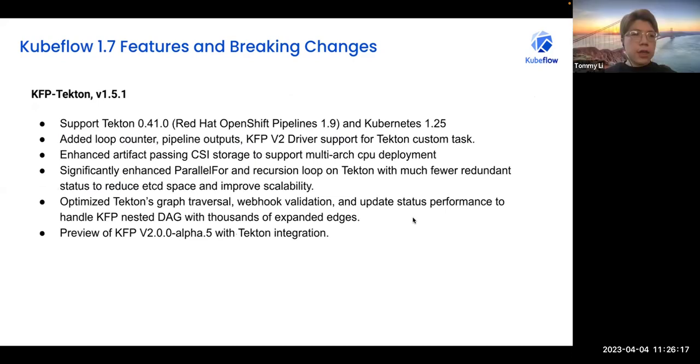Tommy? Hi, here's Tommy. I'm going to present the KFP Tekton projects. So in the KFP Tekton projects, we're going to use 1.5.1 versions for the Kubeflow 1.7 release. In this release, we're going to support Tekton 0.41. And for those who are using Red Hat OpenShift, it's going to be the latest Red Hat OpenShift Pipelines 1.9 versions. And with this release, we're also going to support Kubernetes 1.25.